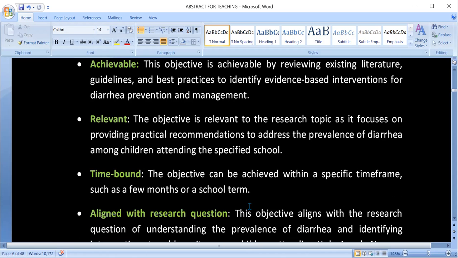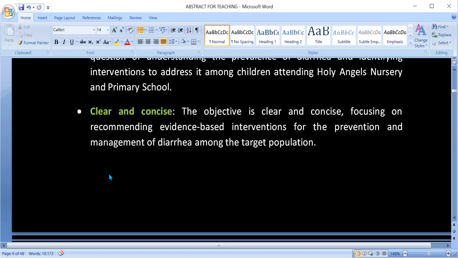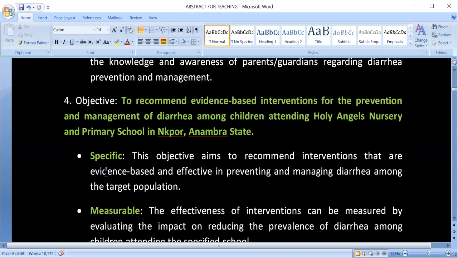It's achievable. It's relevant to the research question, okay? As it focuses on providing practical recommendations to address the prevalence of diarrhea among children attending the specified school. Time-bound, it aligns with the research questions. It is clear and concise. So with this, we've been able to look at how to write a good research objective, which should be what? SMART. The research objective is the leading way to attaining the general objective or the aim of the study.